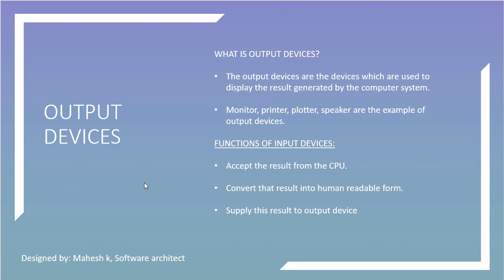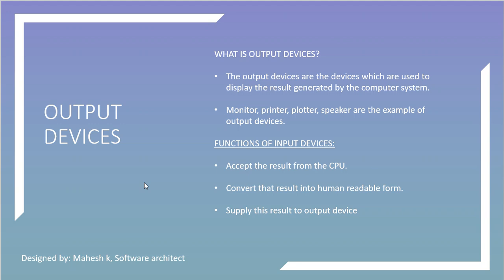Okay, so our output devices are the monitor, where we can see our output, the printer, for hard copies, the plotter, and the speaker, where we can listen to our outputs. These are examples of output devices.